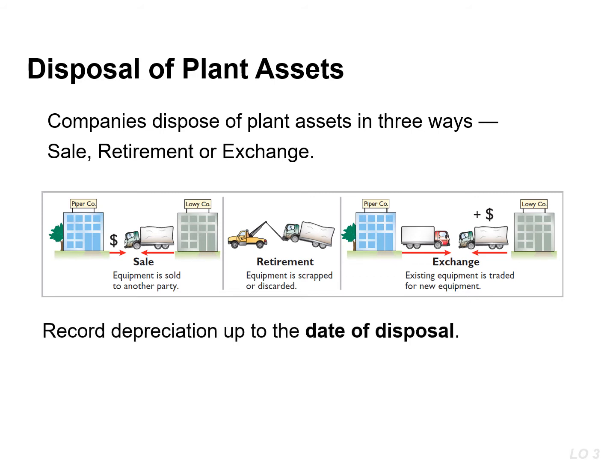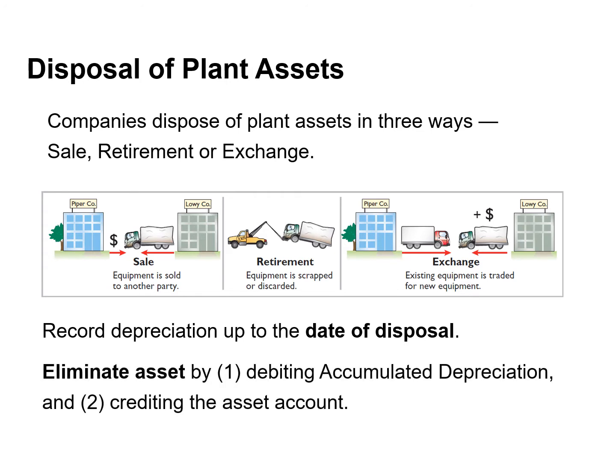First, you must record depreciation up to the date of disposal. If the disposal does not occur on the first day of the year, the company must record the depreciation expense for the fraction of the year that the asset was used. You then need to remove the book value of the asset by debiting accumulated depreciation and crediting the asset account for cost. You will also need to record any cash proceeds and recognize any gains or losses when the book value does not equal the cash proceeds.